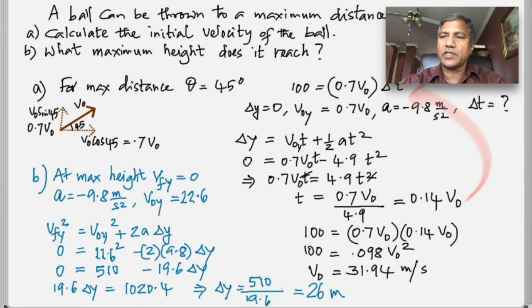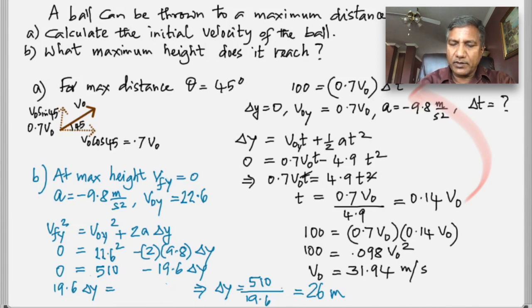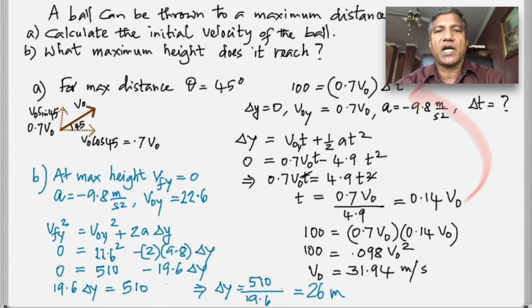So when you substitute it into this equation, Vf squared is V naught squared plus 2a delta y. This is 0. This is 22.6 squared. And then 2 times 9.8 times delta y. You get 510 here, negative 19.6 here. Rearrange that, and again, this is 510. Sorry for that. And then when you divide 510 by 19.6, you get 26 meters. So that's how you find the maximum height.